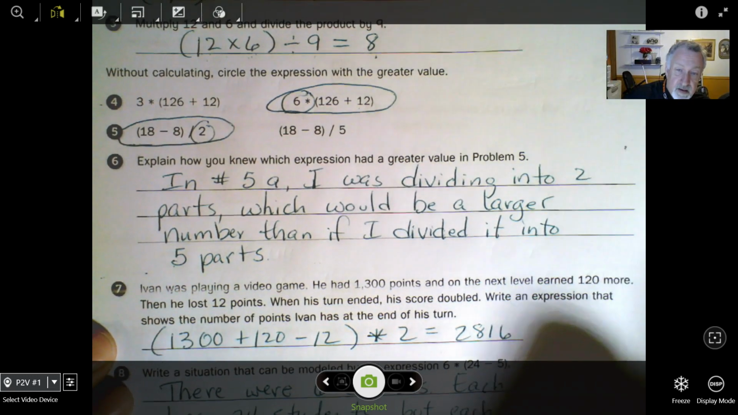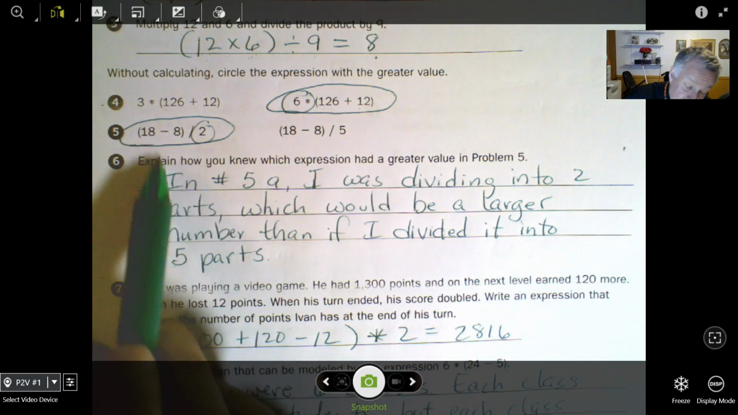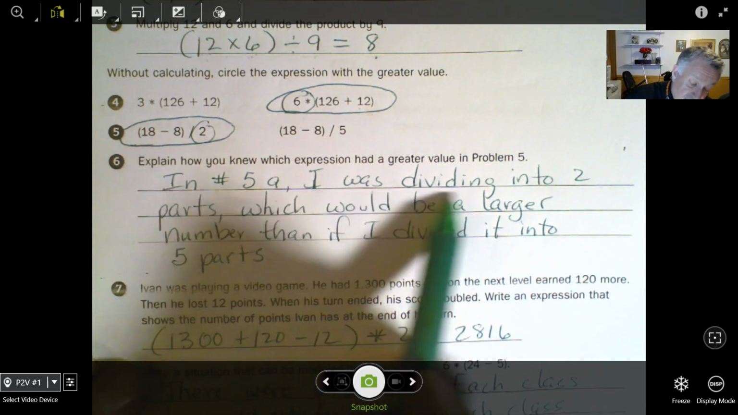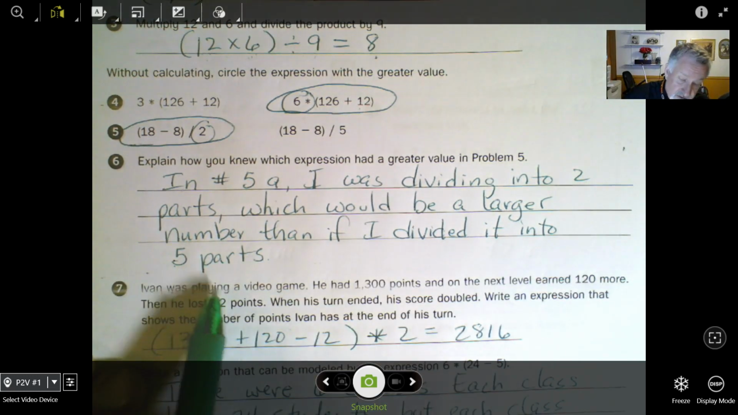For number 6, I knew number 5 in 5a, this one right here, I was dividing into 2 parts, which would be a larger number than if I divided it into 5 parts.